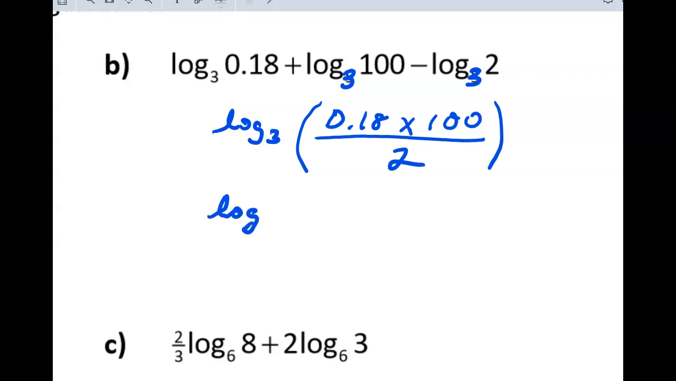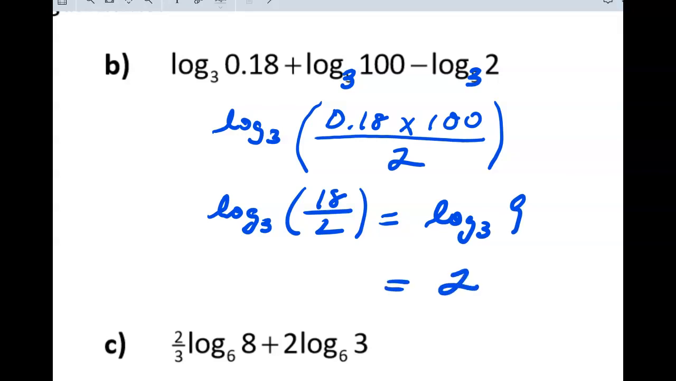So now let's simplify what's inside the log. 0.18 times 100 is 18, and then divided by 2 gives us the log base 3 of 9. That's equal to 2.